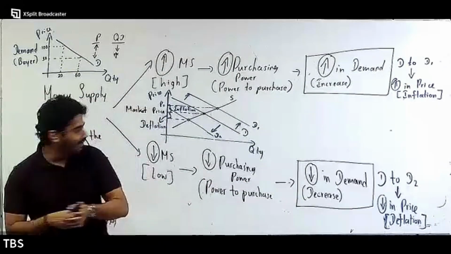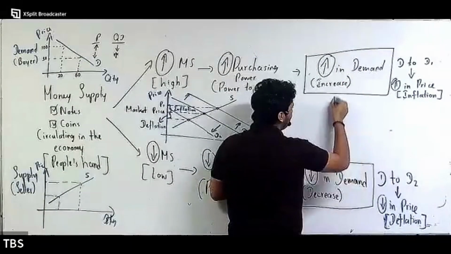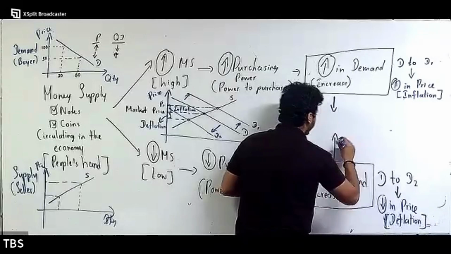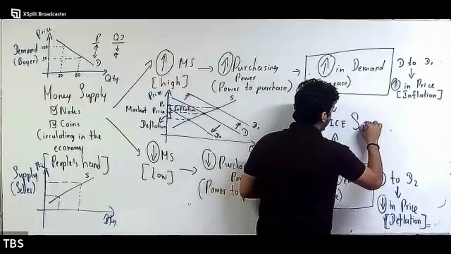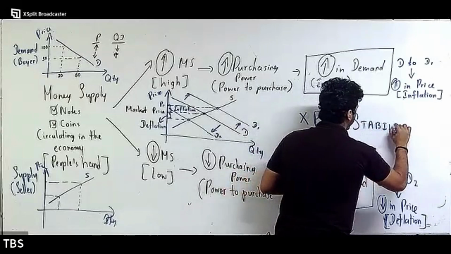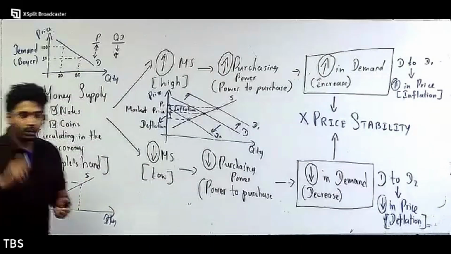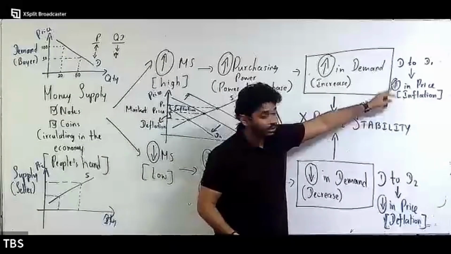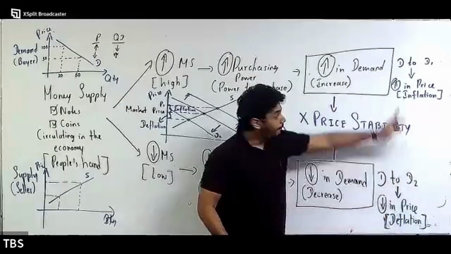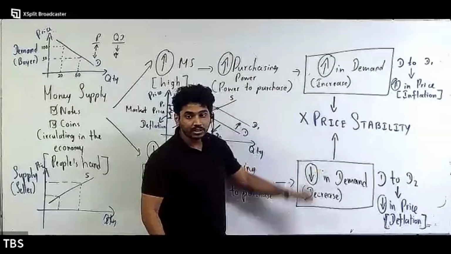So people, when there are changes in demand, this condition leads to the government not achieving an objective. You call it what? Price stability. Clear? So now answer: price stability is not achieved. Why? Prices increase or decrease because demand increases or decreases.